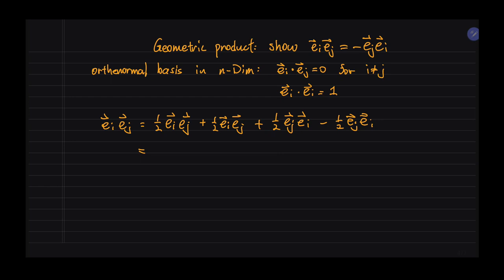And what we can do is we swap a little bit. We change these two, swap the order, so that we get 1.5 ei ej plus 1.5 ej ei and plus 1.5 ei ej minus 1.5 ej ei.